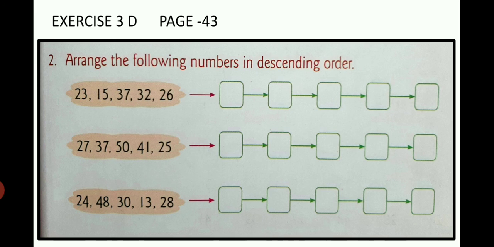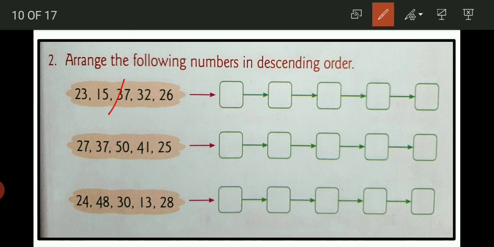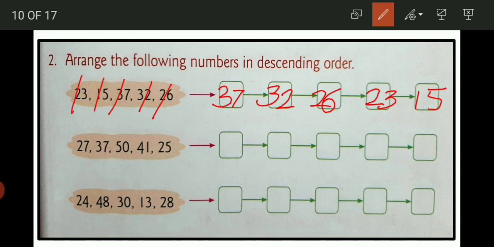So let's begin with the first set of numbers. Here first we have to search for the greatest or the biggest number. Now tell. Yes, very nice. 37 is the biggest number in this set of numbers. Then is 32. Then next 26. Next is 23. And the smallest number at the last, that is 15.